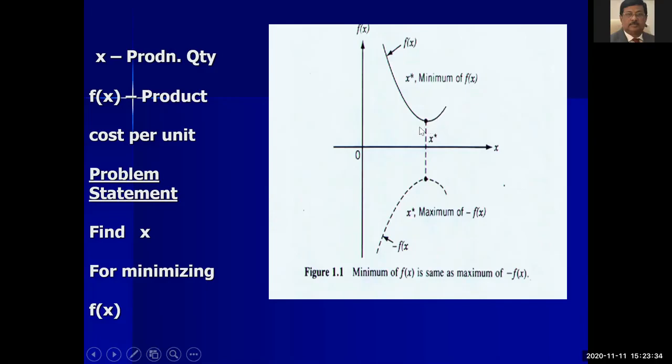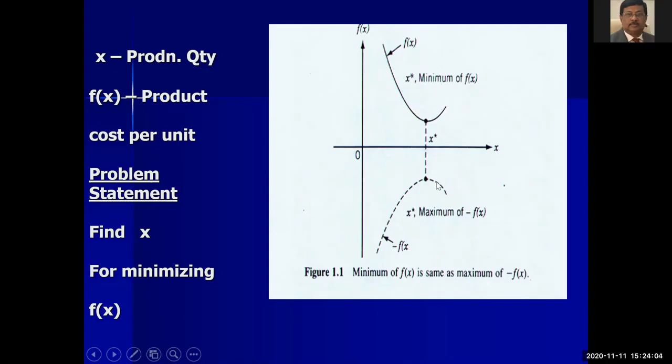So here, the problem is to find x for minimizing f(x). That means find the production quantity which gives minimum product cost. Looking at the graph, you can find that this particular point gives minimum cost. So this is called optimum x, the optimum production quantity. So this is a minimization problem.